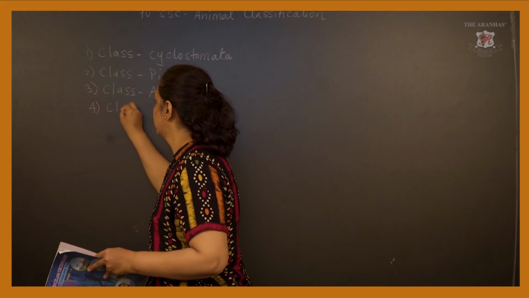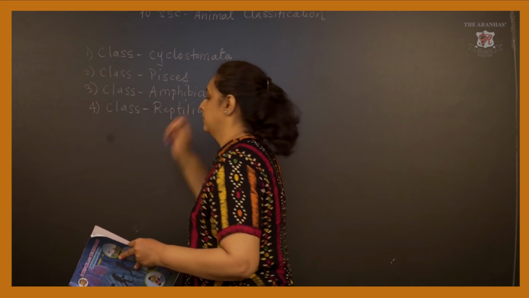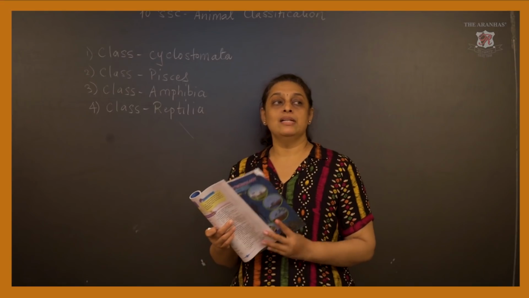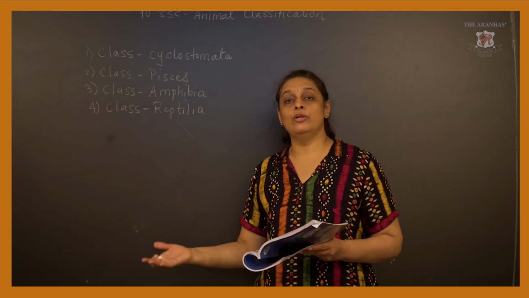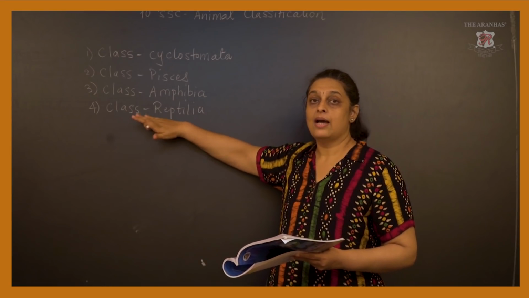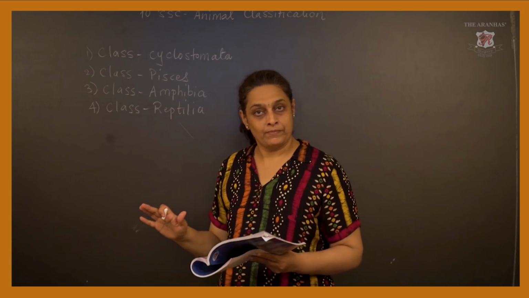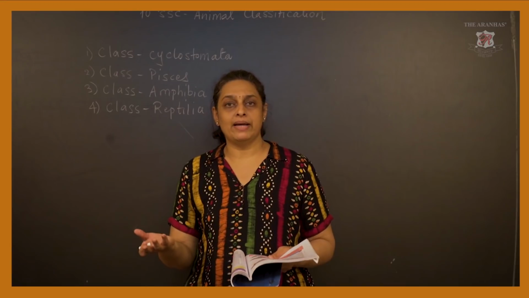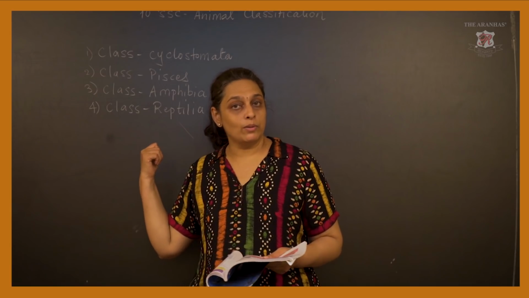Then next is class Reptilia. Now, in class Reptilia again animals are cold blooded, but here further evolution has taken place. That is, members of Reptilia are mostly found on land, that is, they are terrestrial. Okay. Then a very simple example which is commonly seen by all of you is the house lizard. It is a member of this particular group.